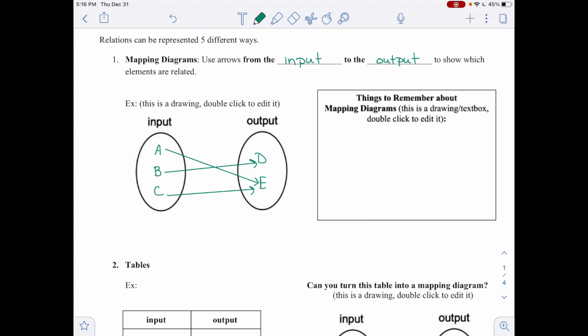So things to remember about mapping diagrams. The lines need arrows on the end of them. So just on one side, pointing from the input to the output. So make sure you write that down.